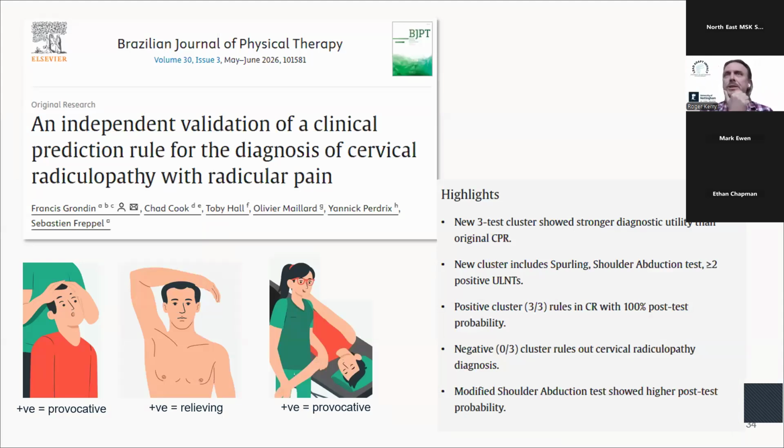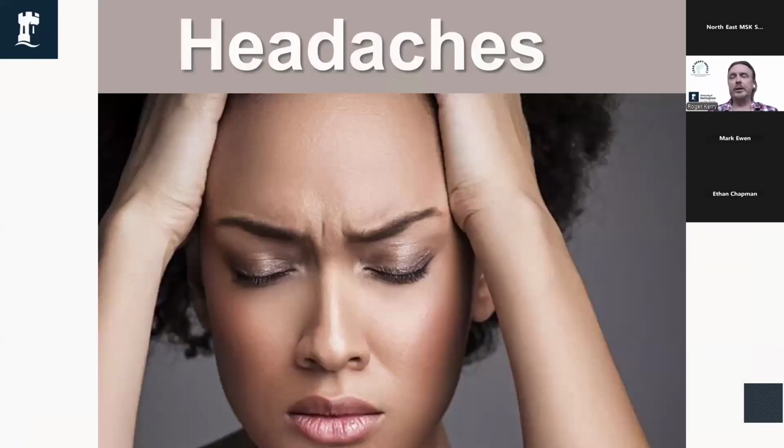There are 3 tests that will rule in or rule out cervical radiculopathy: a positive Spurling's, a relieving shoulder abduction test, and a positive upper limb tension test, or a number of upper limb tension tests being positive. They will with great confidence rule in or rule out somebody with radiculopathy. And all that will do is direct your management a little bit. So some really nice stuff there.